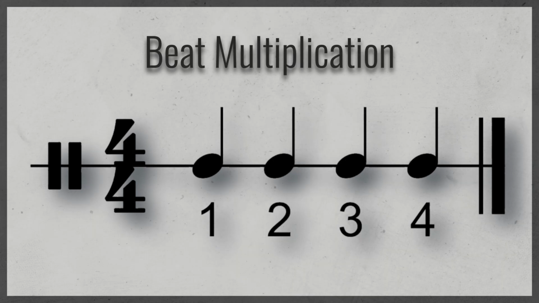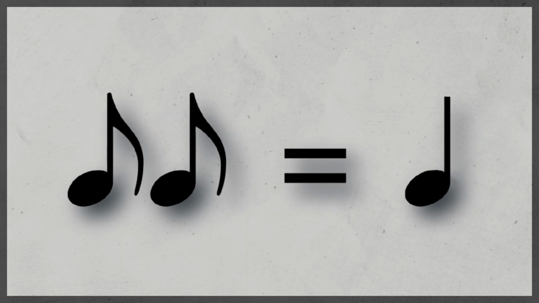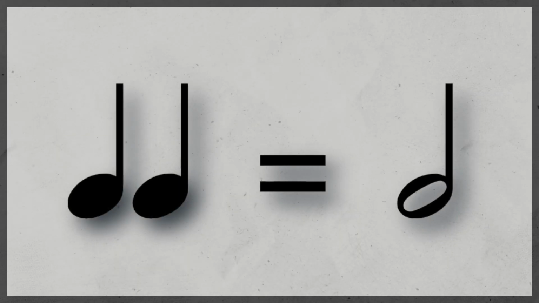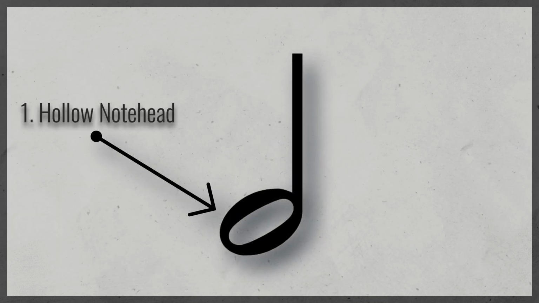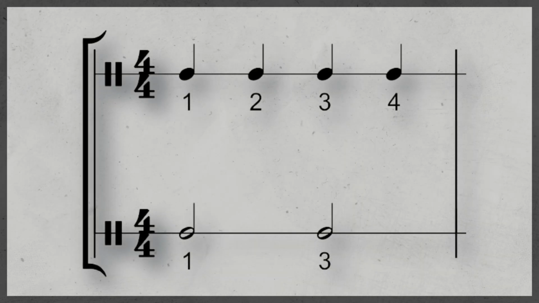beat multiplication. As we know now, dividing the quarter note into 2 halves will yield eighth notes, where 2/8 equal 1/4. But if we double the quarter note, we get half notes. This means that a half note will occupy the time span of 2 quarter notes. Half notes are made of 2 parts, a hollow note head and a stem. In a 4/4 measure, half notes sound on beats 1 and 3.